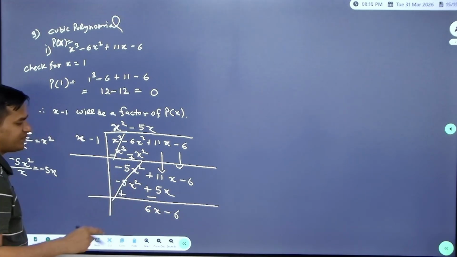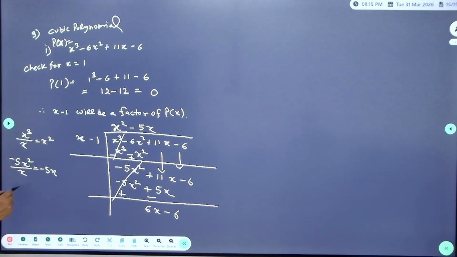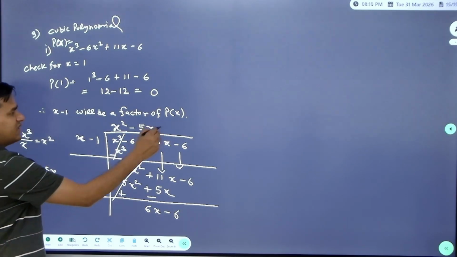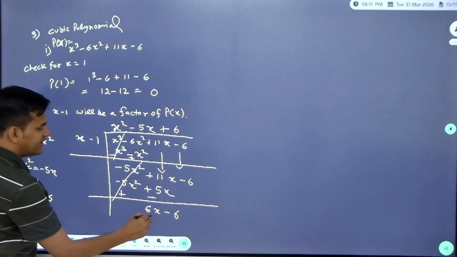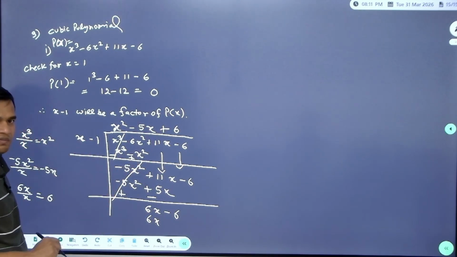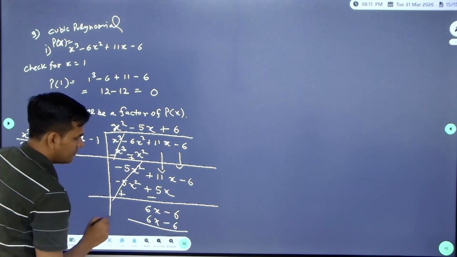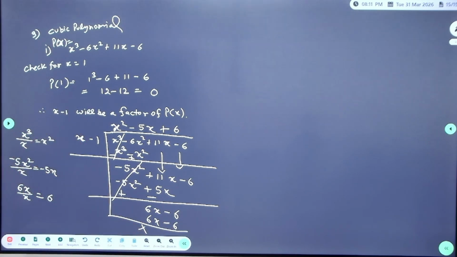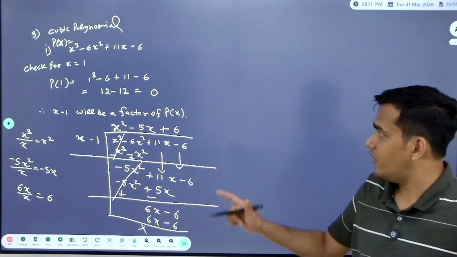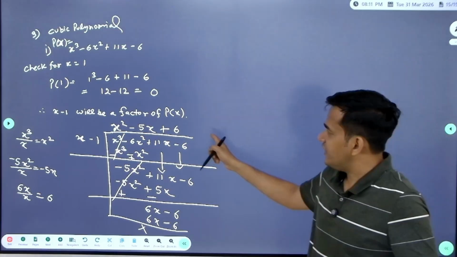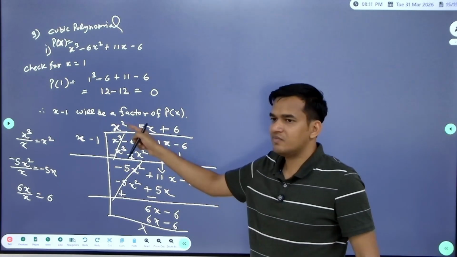6x minus 6. Now 6x we have to divide with x. 6x by x is 6. Write plus 6 here. Plus 6 into x is 6x, 6 into minus 1 is minus 6. So x square minus 5x plus 6 is another factor of this polynomial. But these are not the zeros, we have to find the zeros. One of the zeros we have already found out. Another two zeros we can find with the help of this.